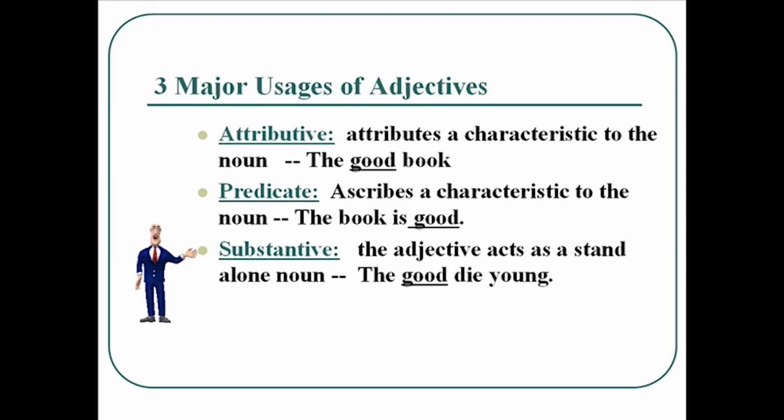Now, a substantive is an adjective that actually acts like a noun. So sometimes adjectives can become nounal or nominalized in their usage. So, for example, the good die young. The good stands for like the good person, but the person is dropped, the noun is dropped, so the adjective plays the role or fills the slot of the noun. The good die young.